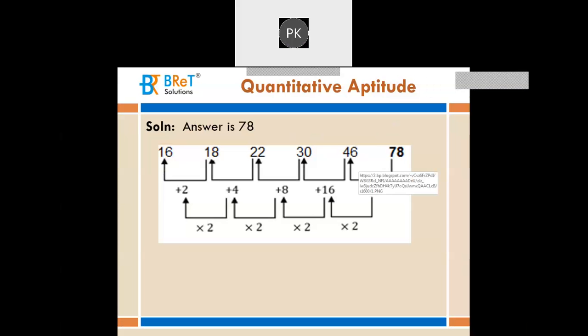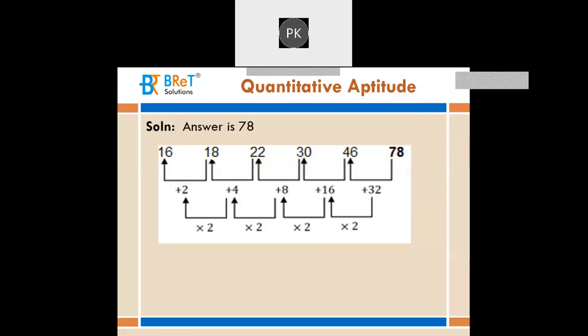This is how you get the solution. First, take the difference. What is the difference between 16 and 18? That is plus 2. The difference between the first two numbers is plus 2. Next two numbers is plus 4. Next two numbers is plus 8. Next two numbers is plus 16. Next two numbers is plus 32.